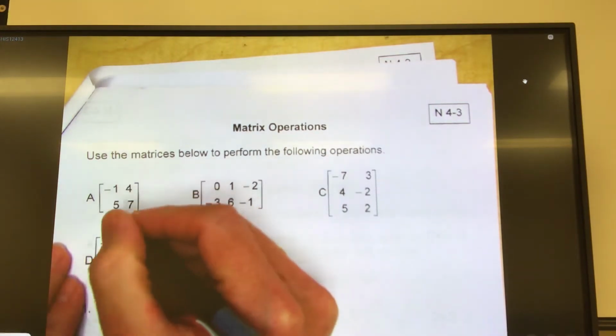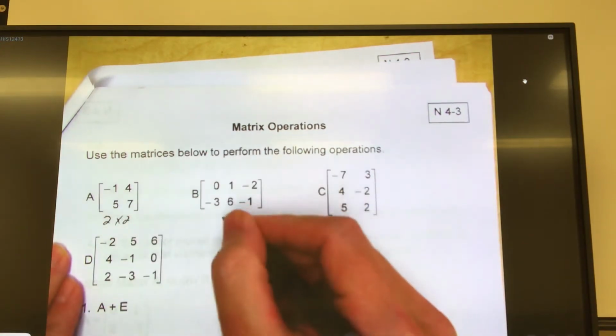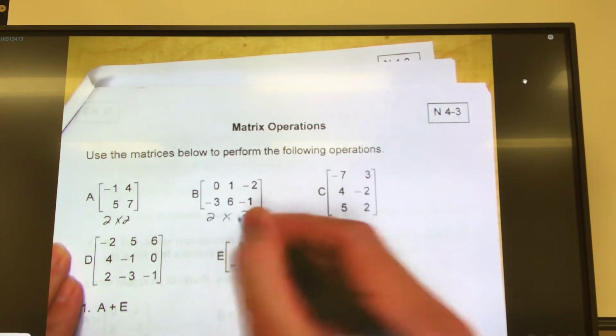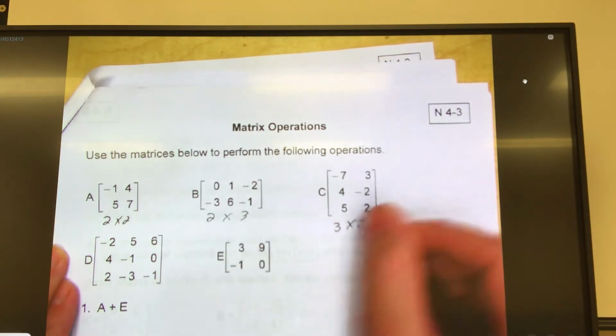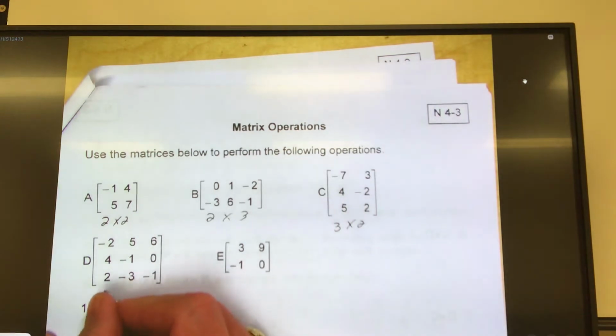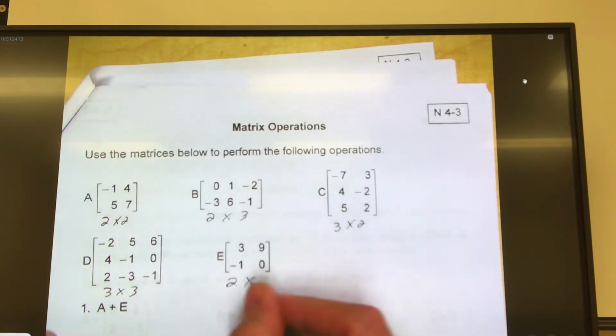A has dimensions of 2 by 2. B is 2 by 3. C is 3 by 2. D is a 3 by 3. And E is a 2 by 2.